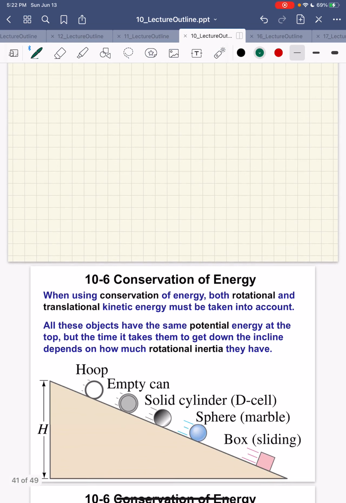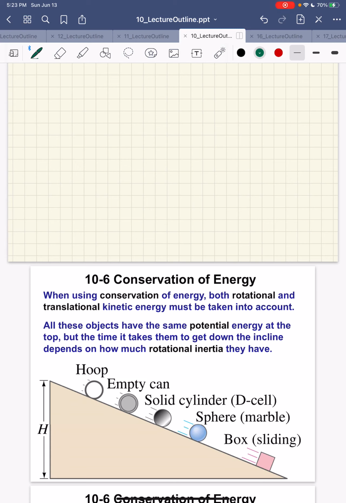And I will say here, we can use conservation of energy; both rotational and translational should be taken into account if I have an object that is rolling down an incline. Okay, you can compare here. If I have a hoop, an empty can, a solid cylinder, a sphere, or a box that is sliding, what is really the difference between all of them?